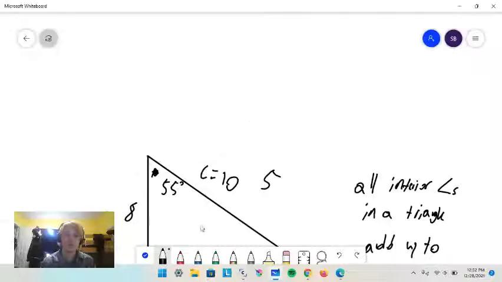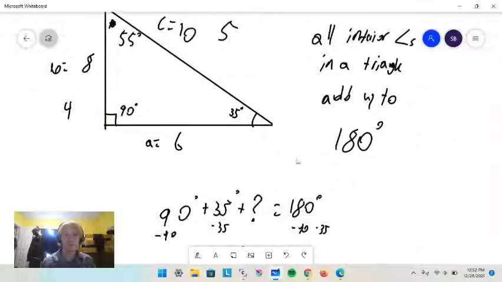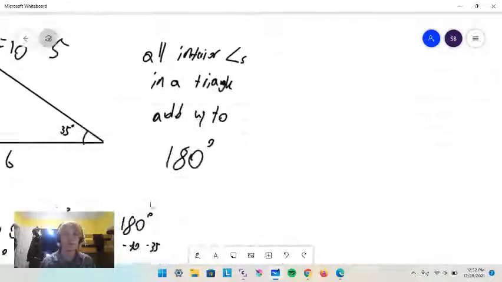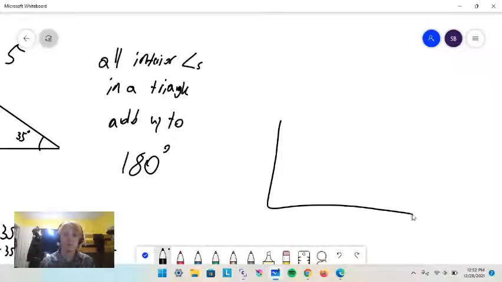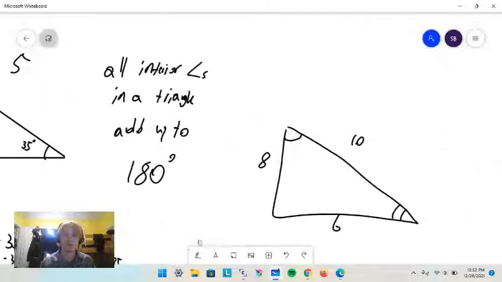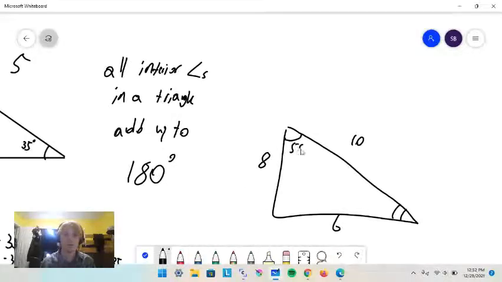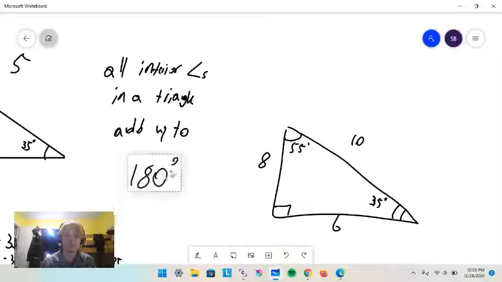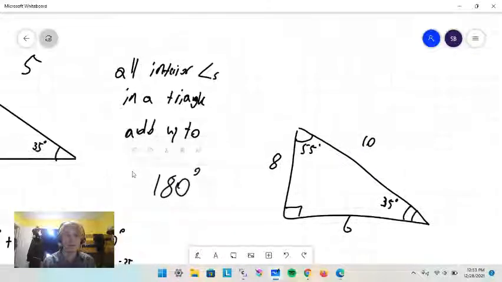Don't know why that slides. Now we have a triangle that is, boom, boom, boom, 10, 8, 6 with a, what is that? 55 and 35 degree angle. That's a 3. Perfect. Didn't know that you could do that.